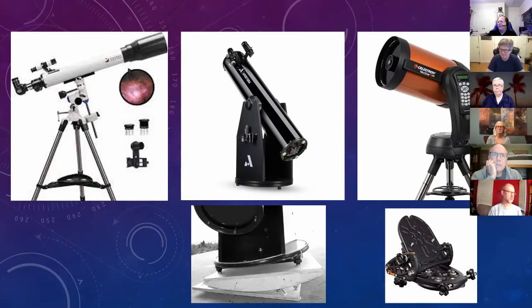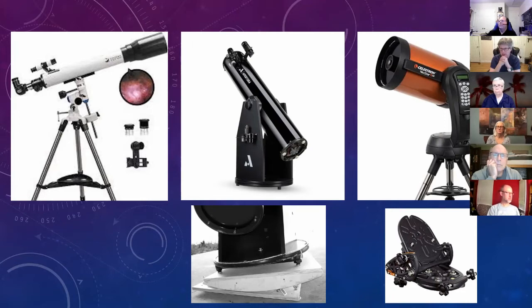You put the base down, you put this tube, which we call an OTA, optical tube assembly, into the base, and you're ready to go. It's about 30 seconds from car to ground, and it's so easy to use, because you just point and shoot at the sky.